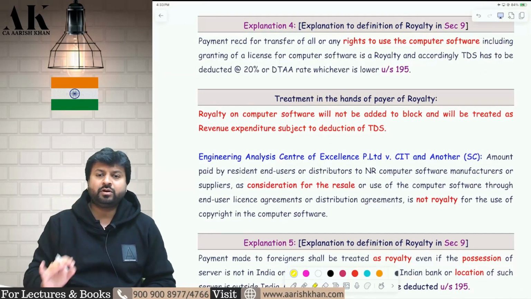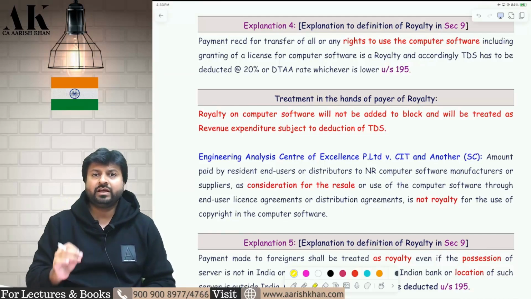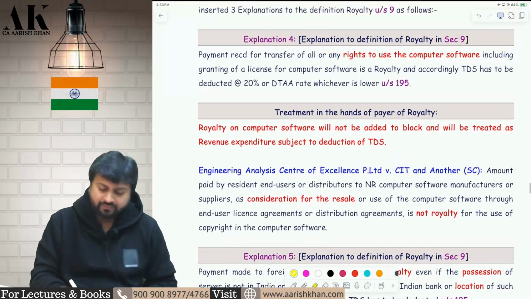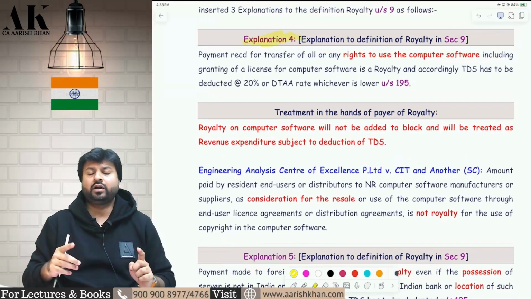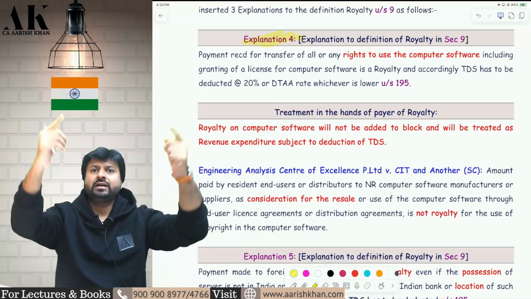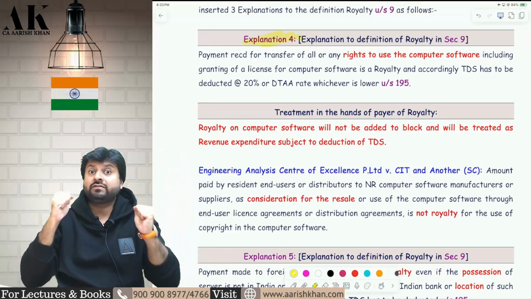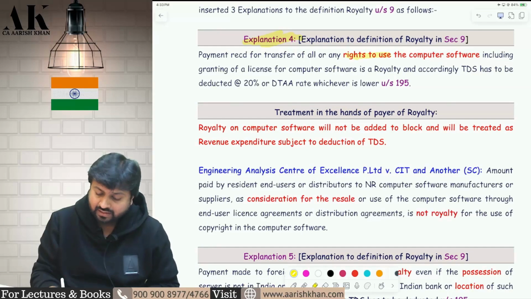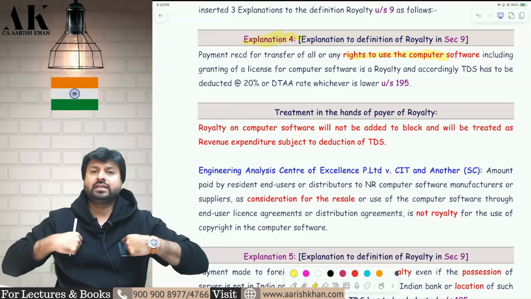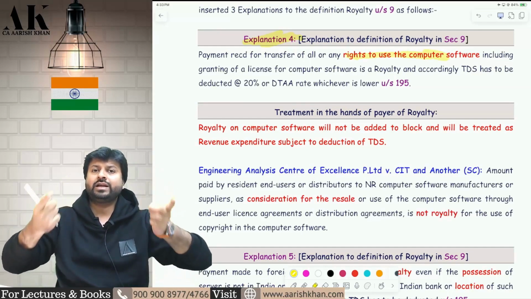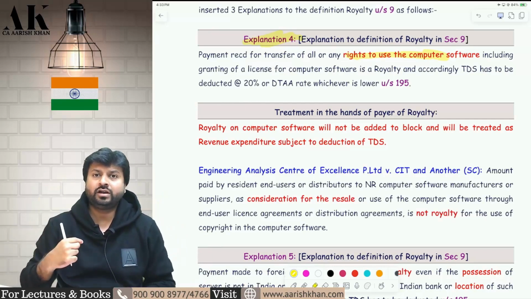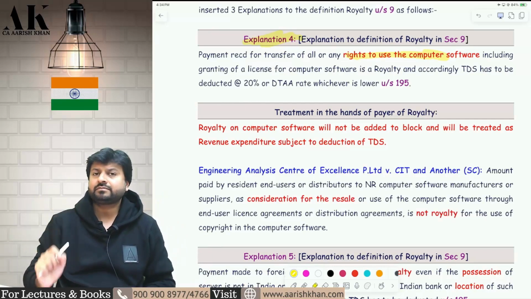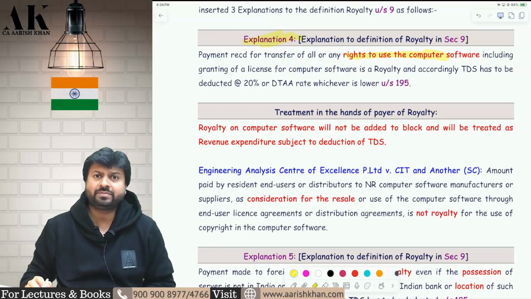That is absolutely important for your exam. One by one we are going to decode all 3 explanations. First of all, explanation number 4 is what? I am in India, you are outside India. If you are giving me some rights of computer software, what are you giving me? Rights to use the computer software, then that is royalty, and I am supposed to deduct TDS under section 195 in that particular case.